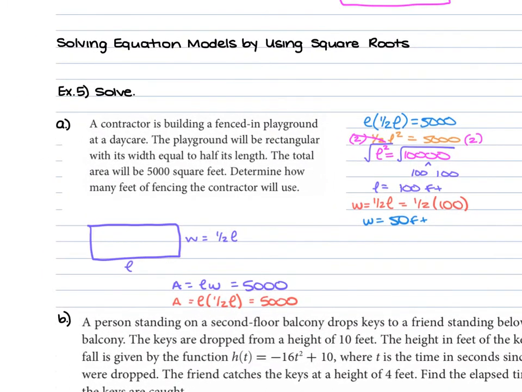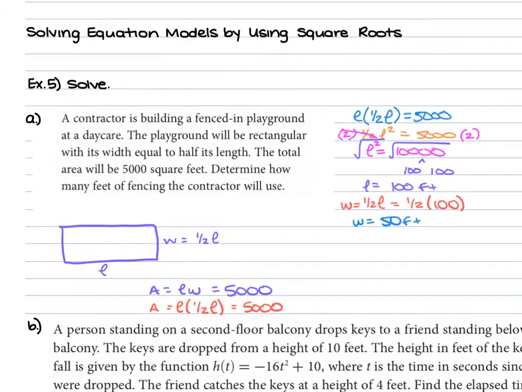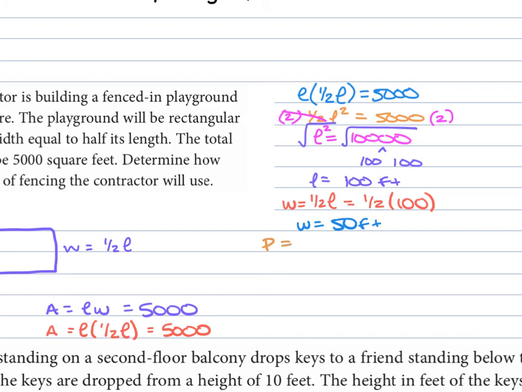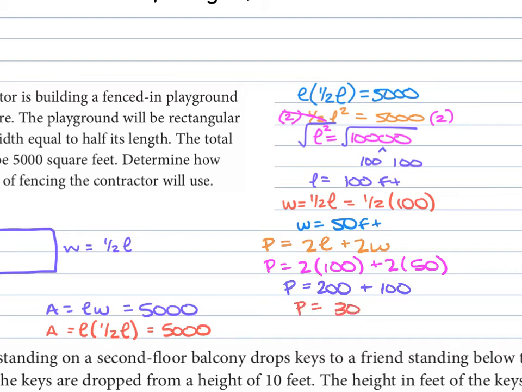We're asked to find how many feet of fencing there will be. So we have to find now the perimeter of this. So remember, your perimeter is equal to 2 times your length plus 2 times your width. So this is just going to be 2 times 100 plus 2 times 50. 2 times the 100 is 200, and then 2 times the 50 is 100. So P, our perimeter, is equal to 300 feet.